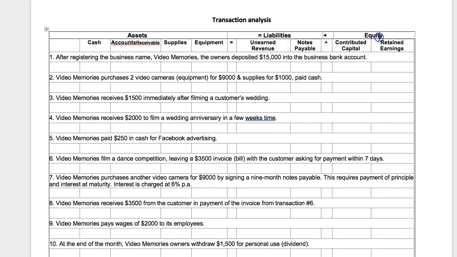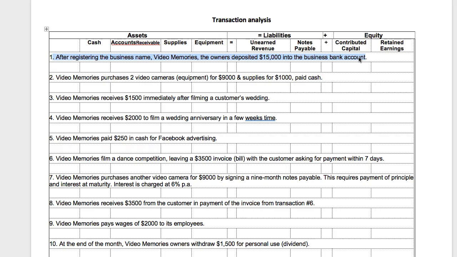Now, one thing to note with equity, particularly retained earnings. Do you remember the formula for retained earnings? Can you write it down now? Retained earnings is equal to your beginning balance plus your net profit minus the dividends. Net profit includes revenues and expenses. So in this activity, any revenues, expenses, or dividends, I'm going to include those in the retained earnings just for this activity.